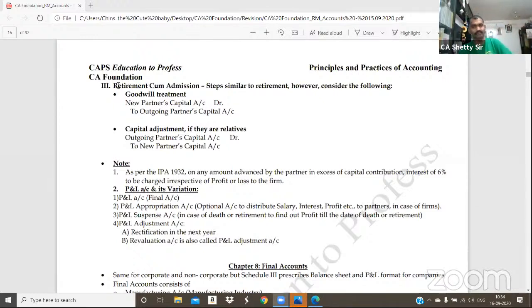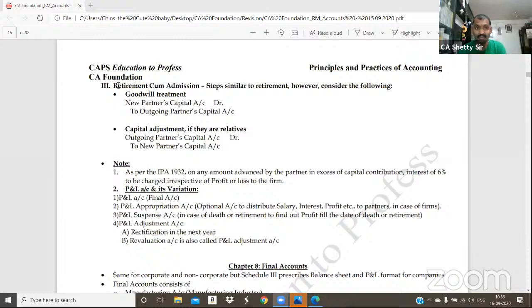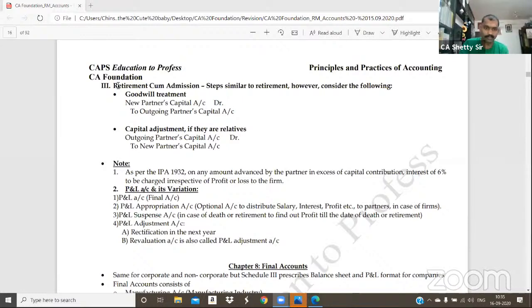Next one. P&L suspense account: in case of death or retirement, to find out profit till the date of death or retirement. P&L adjustment account: A, rectification in the next year. B, whenever there is revaluation. Rectification in the next year, nominal accounts have to be replaced by an account called P&L adjustment account. It is also used as an alternative for revaluation account. Understood? Yes, sir. Don't worry.